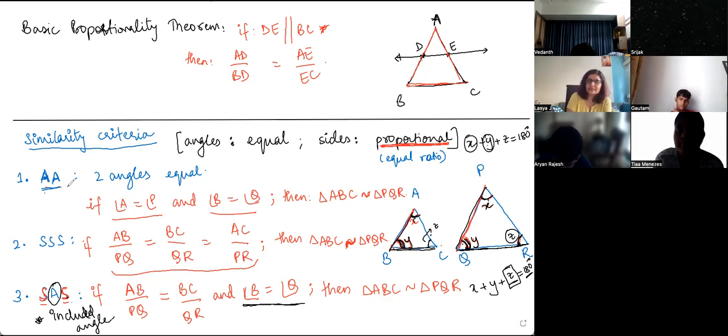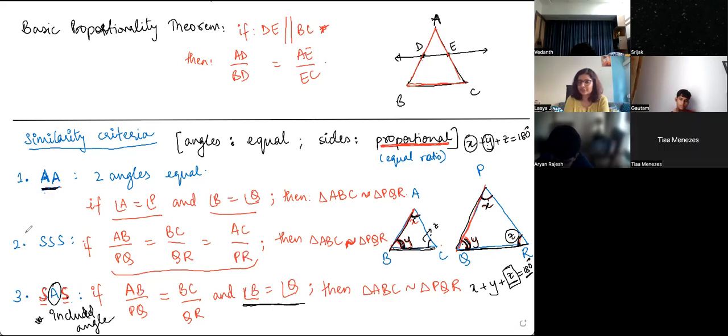So, that is the reason we just take two angles as sufficient. You don't need all three.